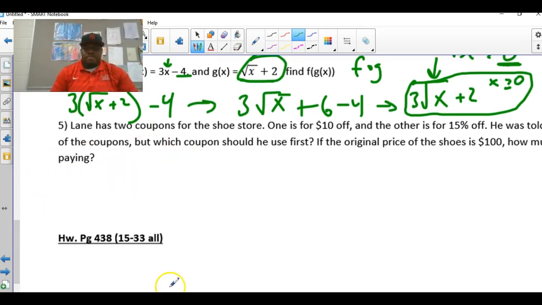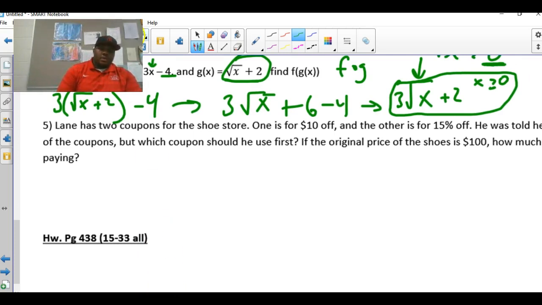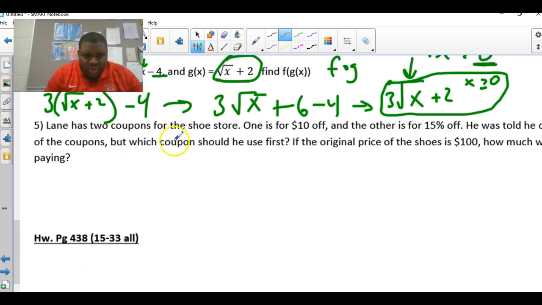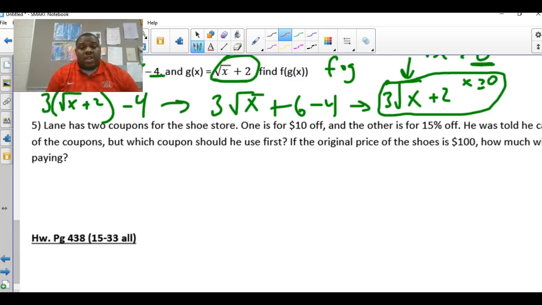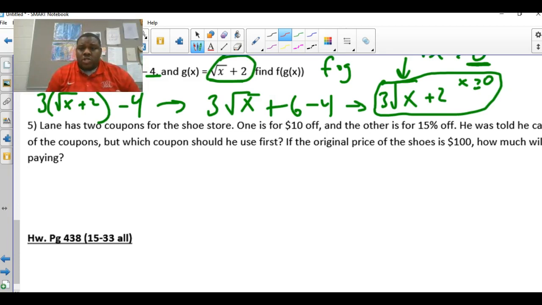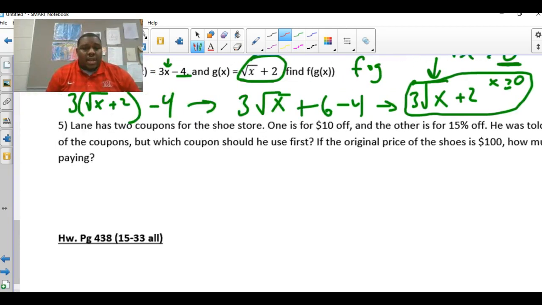Now, last problem here. All right, word problem. Not too tricky, I don't think. Let's dig in. It says Lane has 2 coupons for the shoe store. One is for $10 off, and the other is for 15% off. He was told he can use both coupons, but which coupon should he use first? The original price is $100. How much will he end up paying?